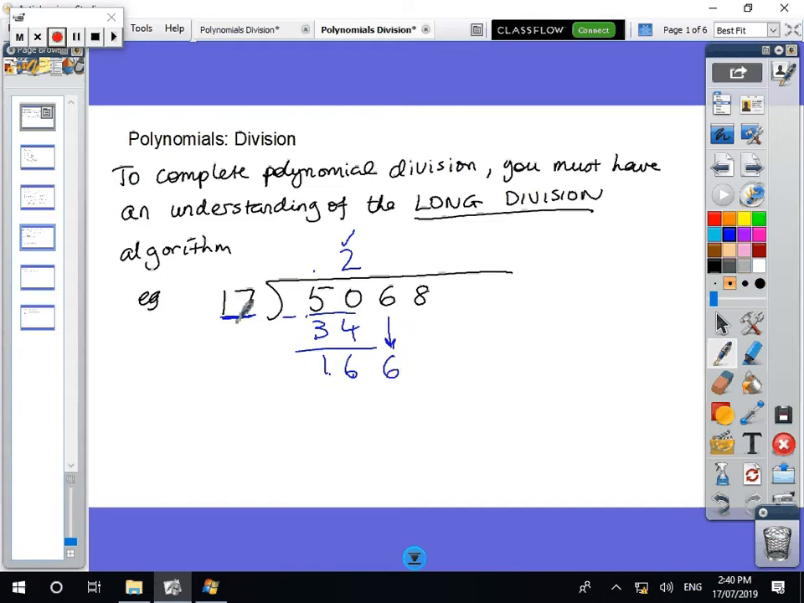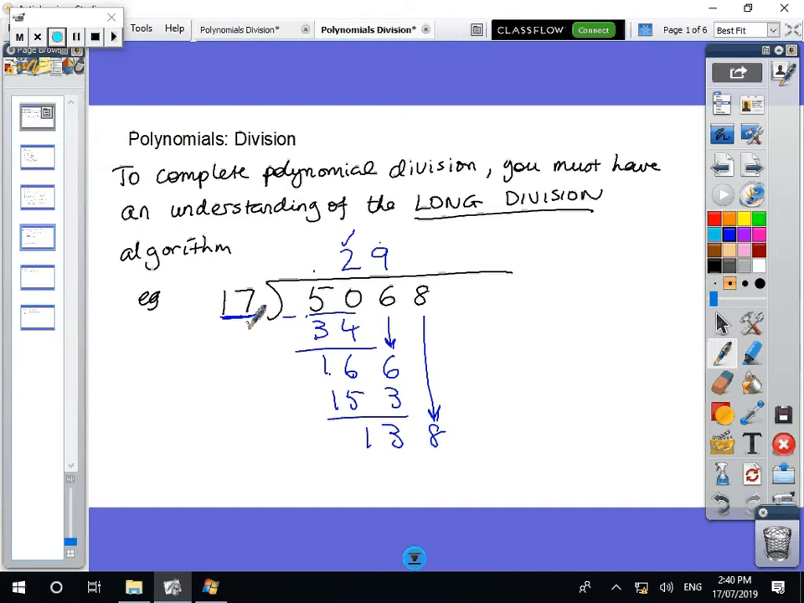Okay. 17 into 166, I think, goes 9 times. 9 7s are 63, carry 6. 9 1s are 9, plus 6 is 15. So divide, multiply, subtract, bring down. So 13 is less than 17, so 9's a good guess.